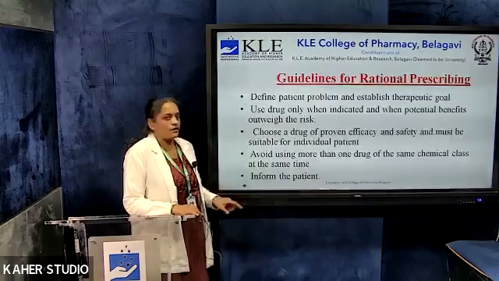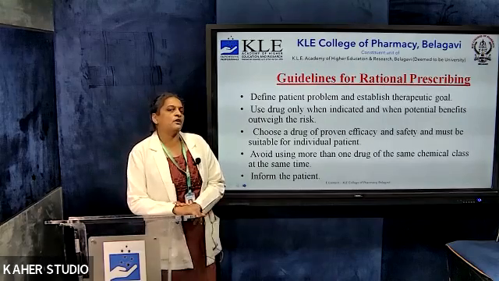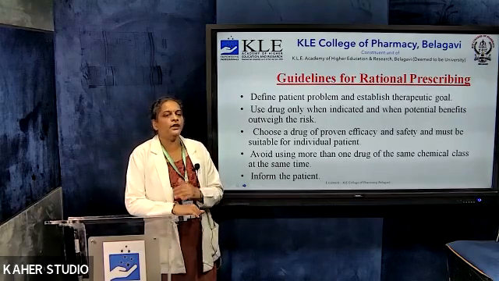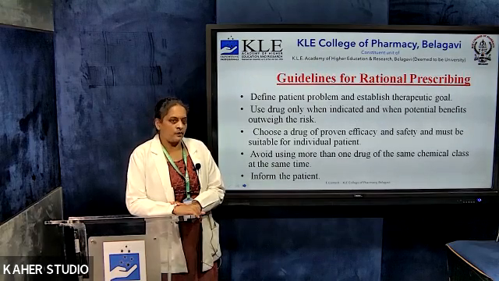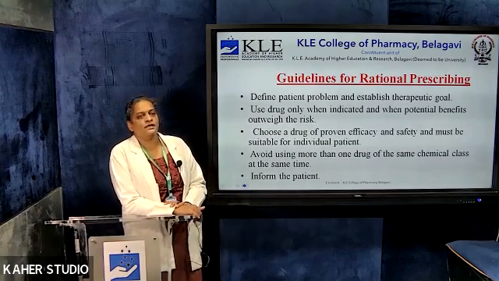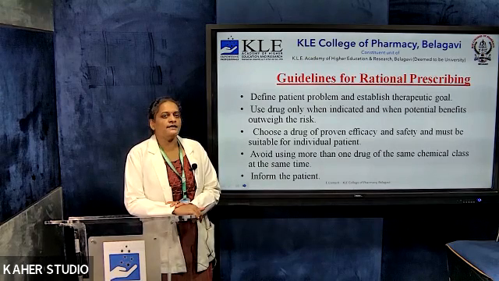These are important guidelines. Coming to the different guidelines for rational prescribing, how we can improve the rationality. So first of all, we should be aware of the patient's problem. What are the complaints? What is the previous medical history? And previous medication history. These things are important to monitor.